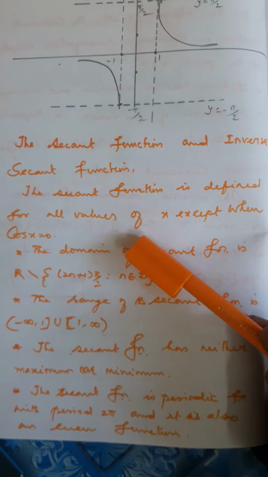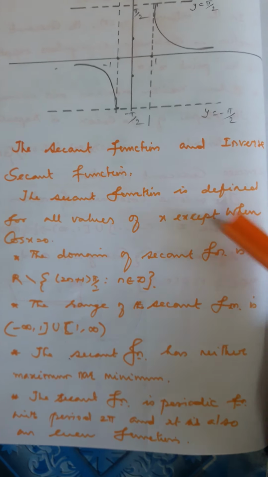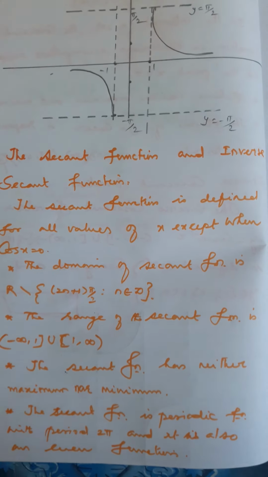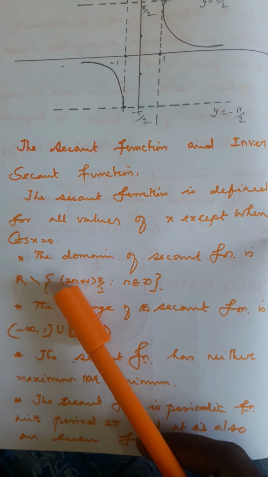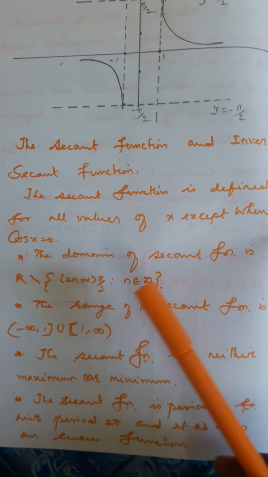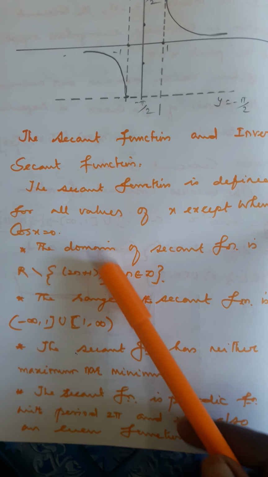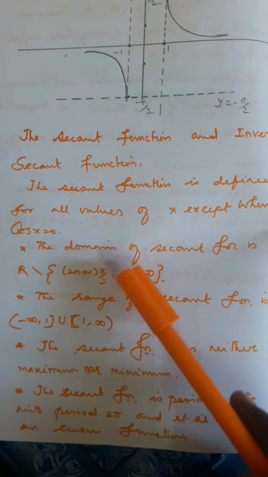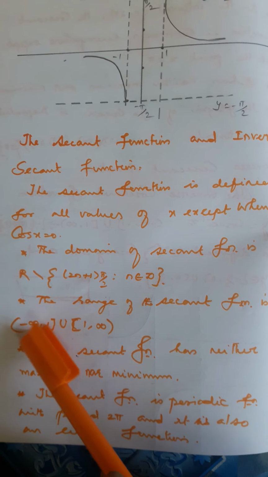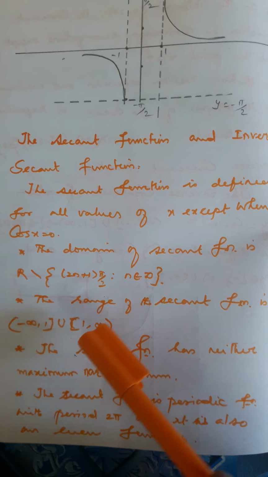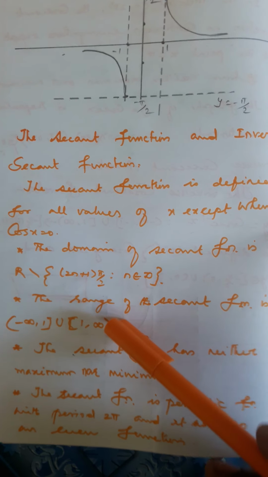The secant function is defined for all values of x except when cos x equal to 0, because 1 by 0 tends to infinity. The domain of the secant function is R minus (2n plus 1) into pi by 2. Only at these places the function is not defined, all other places it is defined. And the range of the secant function is again minus infinity comma minus 1 union 1 comma infinity, same as your cosecant function.